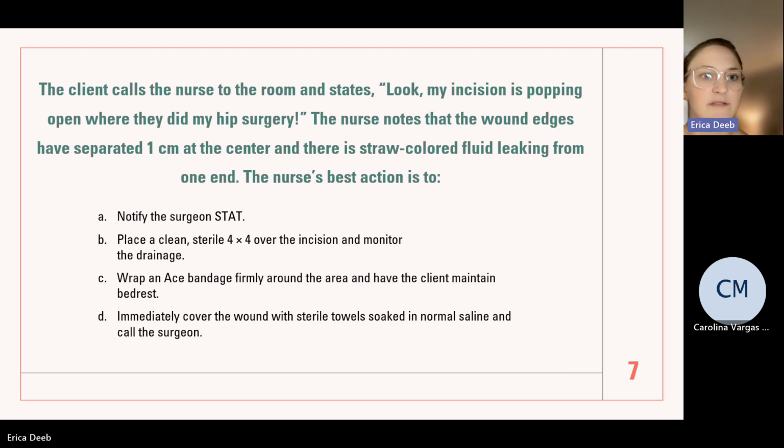Number 7, the client calls the nurse to their room and states, "Look, my incision is popping open where they did my hip surgery." The nurse notes that the wound edges have separated 1 centimeter at the center and there's straw-colored fluid leaking from one end. The nurse's best action is to: A. Notify the surgeon, stat. B. Place a clean sterile 4x4 over the incision and monitor the drainage. C. Wrap an ACE bandage firmly around the area and have the client maintain bed rest. D. Immediately cover the wound with sterile towels soaked in normal saline and call the surgeon.